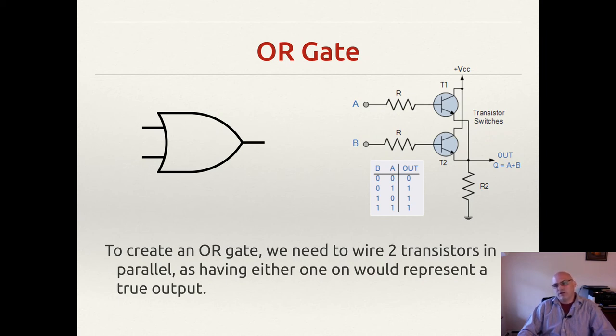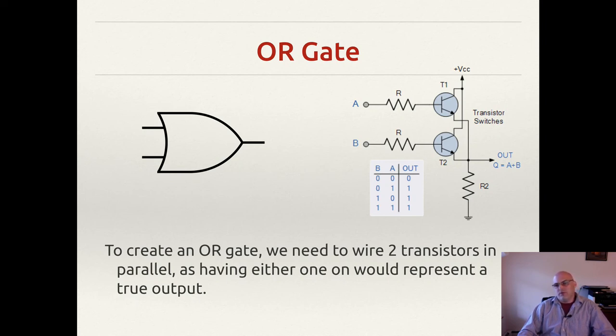An OR gate is two transistors, just like before. However, instead of wiring them in a series, we're going to wire them in parallel. So that means the voltage is supplied to the inputs of both transistor 1 and transistor 2 at the same time, and also the outputs of transistor 1 and transistor 2 are tied together in such a way that only one of these transistors has to be on in order to complete the circuit.